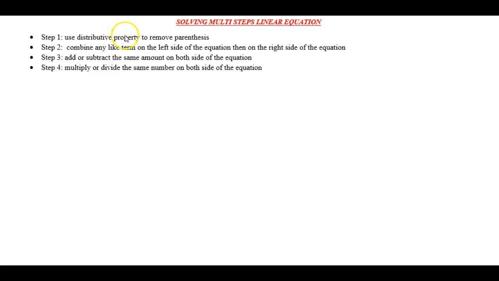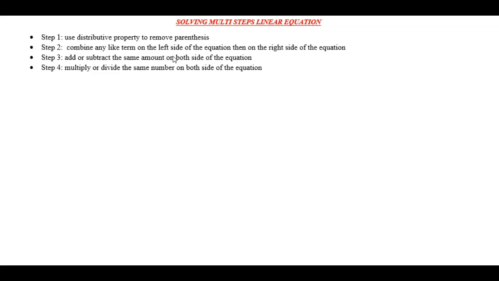Second, we combine any like terms on the left or the right side of the equation. Now remember, like terms have to be the same variable and the same exponent. You cannot add a number with a letter or with a variable. So this is not like terms.